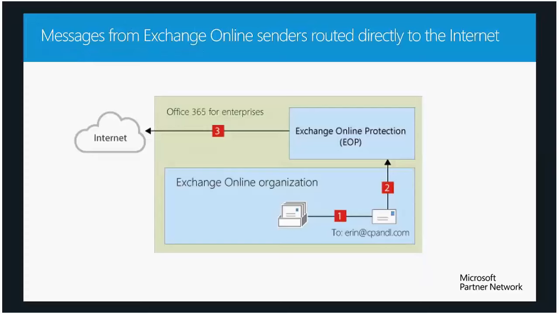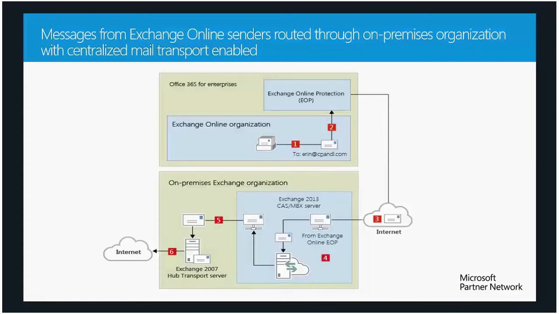Last but not least, we have the messages from Exchange Online that are routed through the on-premises organization, and centralized mail transport is enabled. Like Mario said, this is available when you have certain compliance issues and you need all the emails to be sent through the on-premises organization.